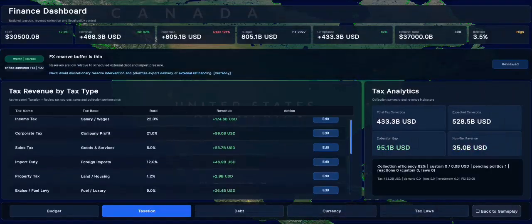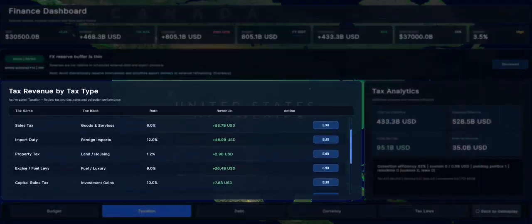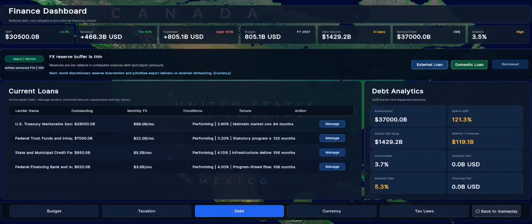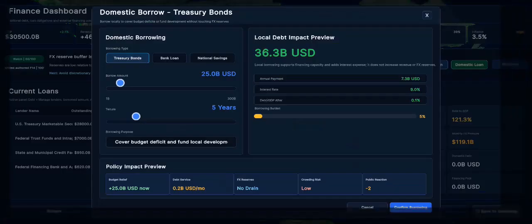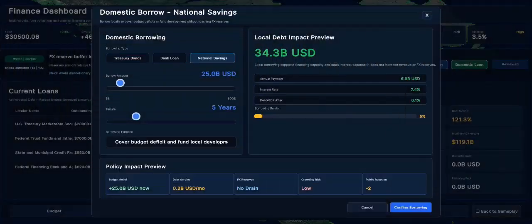Taxation. Build your own tax strategy. Adjust income, sales, corporate, property, import, and other tax rates. Debt. When revenue is not enough, choose how to finance the deficit. Borrow domestically through banks, treasury bonds, or national savings, or negotiate external financing to strengthen your dollar reserves.